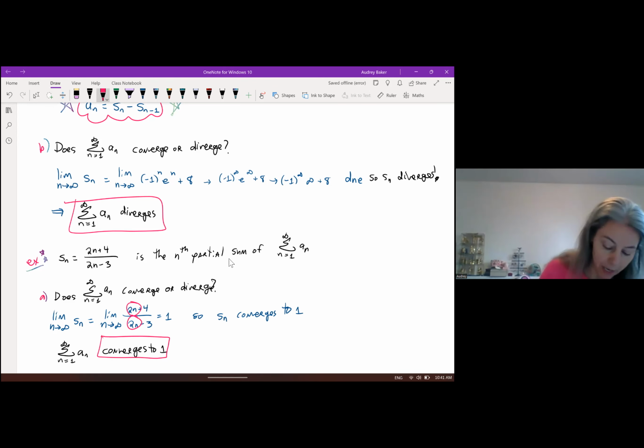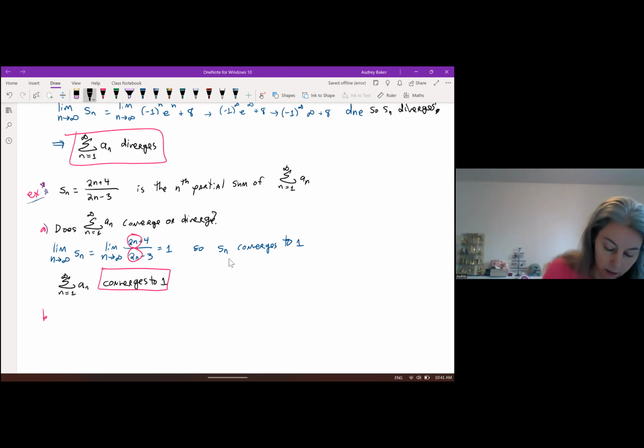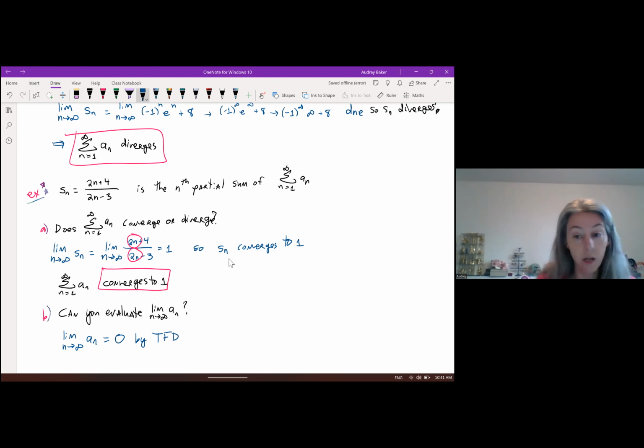Okay, B. Now that I know that, can I say what the limit as n goes to infinity of a sub n is? Can you evaluate the limit as n goes to infinity of a sub n? And the answer here is actually yes. By the test for divergence, the limit as n goes to infinity of a sub n must equal 0. Because the test for divergence tells me that if it doesn't equal 0, it diverges. So the fact that this converges tells me that that limit must equal 0.